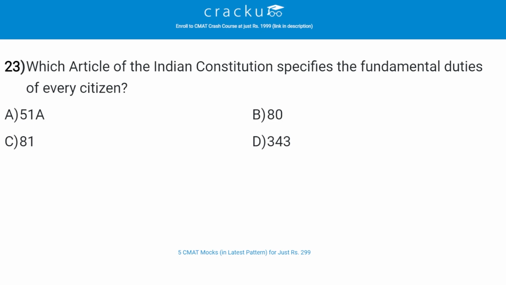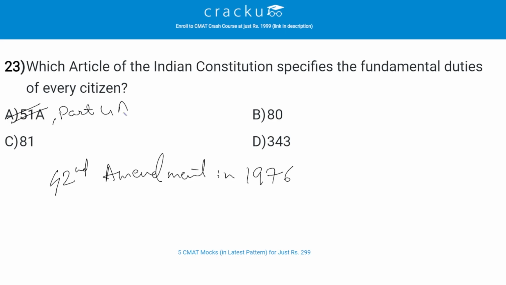Which article of the Indian Constitution specifies the fundamental duties of every citizen? The correct answer is A, Article 51A. So, the fundamental duties of citizens were added to the Constitution by the 42nd Amendment in 1976 under Article 51A, Part 4A. Let's check the next question.